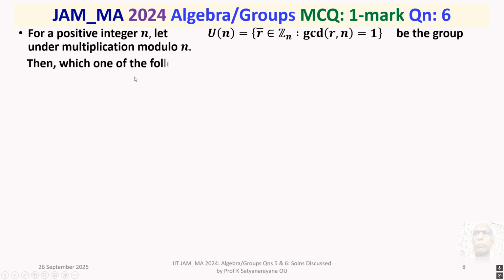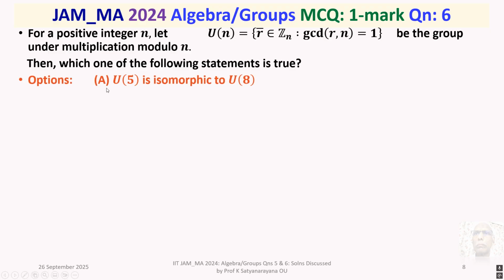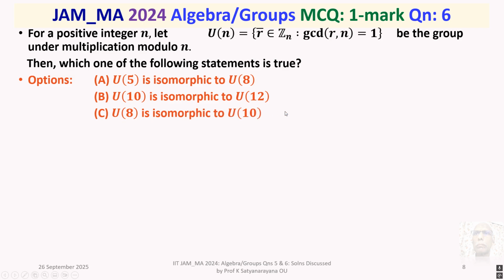Now then, which one of the following statements is true? We are given 4 options. Option A, U5 is isomorphic to U8. Option B, U10 is isomorphic to U12. Option C, U8 is isomorphic to U10. Option D, U8 is isomorphic to U12. Let's now discuss the solution of the problem in detail in the next slide.